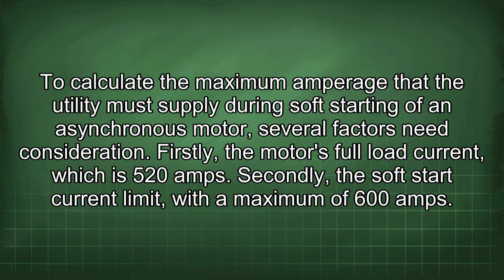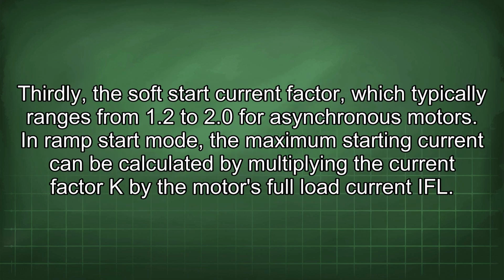To calculate the maximum amperage that the utility must supply during soft starting of an asynchronous motor, several factors need consideration. Firstly, the motor's full load current, which is 520 amps. Secondly, the soft start current limit with a maximum of 600 amps. Thirdly, the soft start current factor, which typically ranges from 1.2 to 2.0 for asynchronous motors.